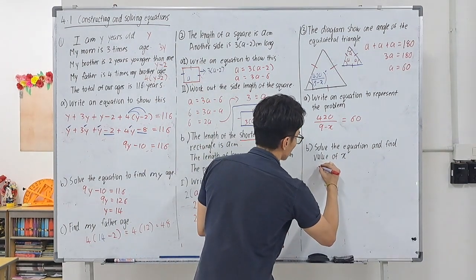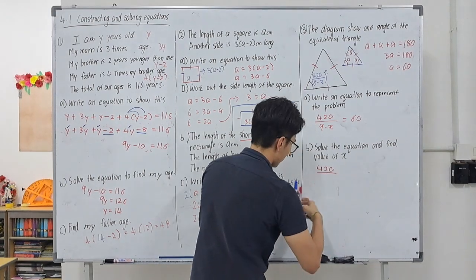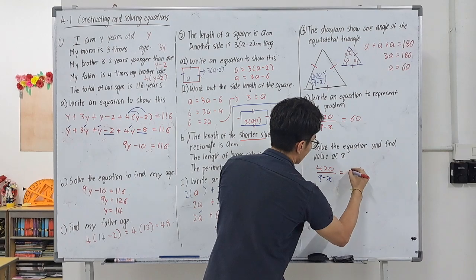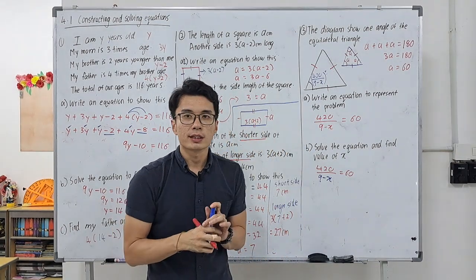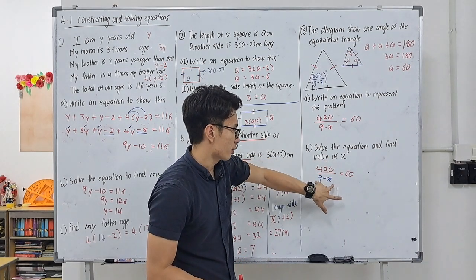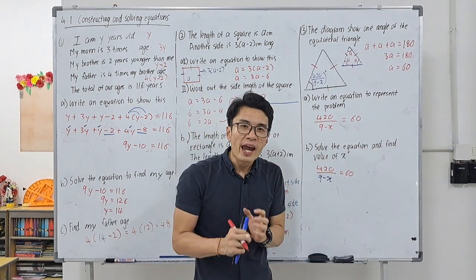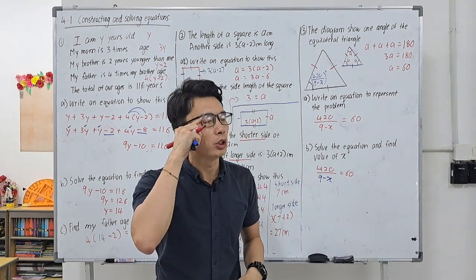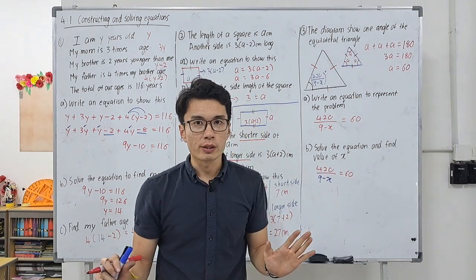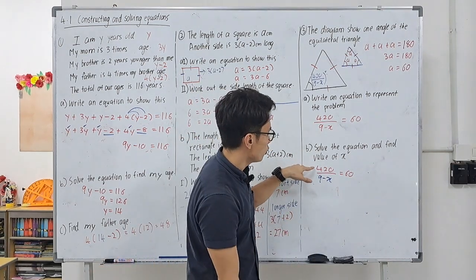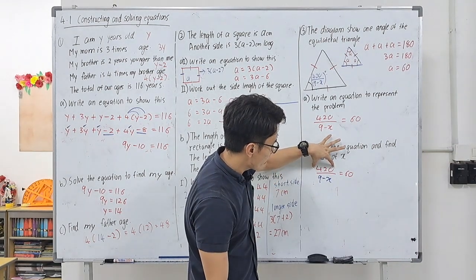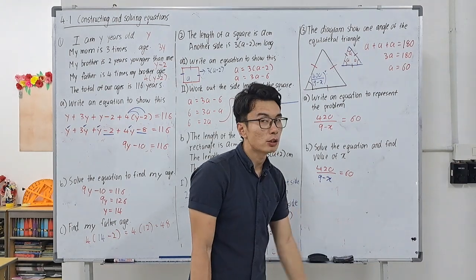Now let's solve this equation to find the value of x. I have 420 over 9 minus x, equals 60. Again, I want to emphasize this again and again: when you see a fraction, you can only move the denominator up. You cannot move the numerator first. Think of the numerator as being blocked by the denominator, so if you want to do anything with the numerator, you have to move away the denominator first.